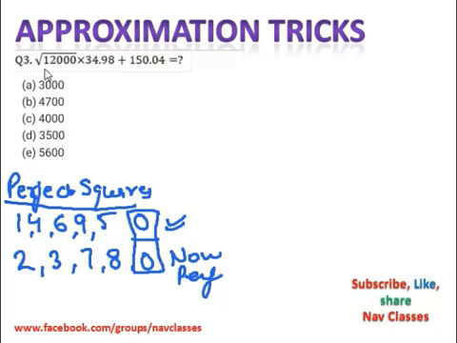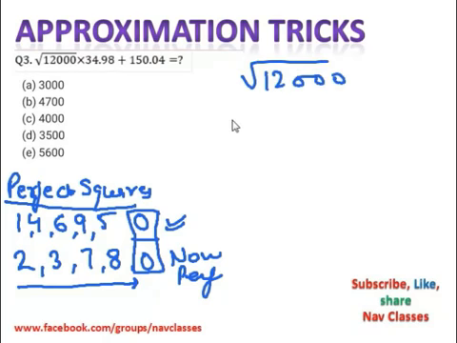For example, in this question, 12 or 120 is not coming perfectly in any table. Okay, so we can say that this is a non-perfect square. Then we have to solve this with the help of the non-perfect square formula. We already learned right now how to solve perfect squares. Now we are calculating this non-perfect one. So how to solve this?